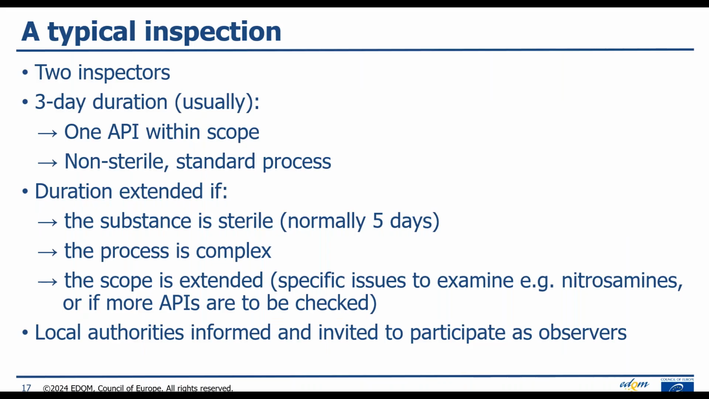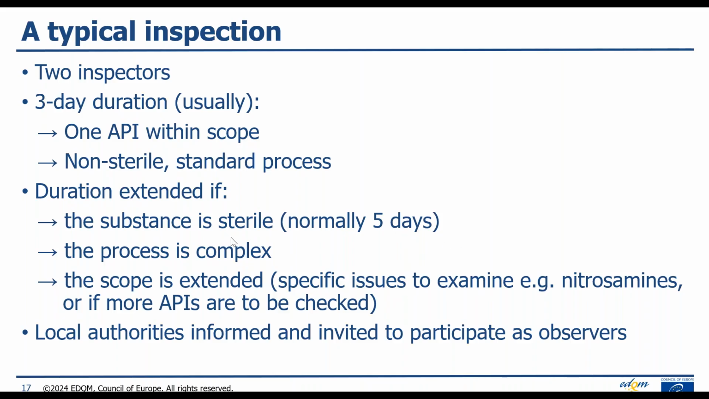Okay, so now we'll go through what a typical inspection would look like. As I mentioned, it's an inspection team. There tend to be 2 inspectors, and normally it's a 3-day duration. This would be where there's one API within scope and it's a non-sterile standard process. Most of our inspections actually fall into this category, but there is the possibility to extend the duration.